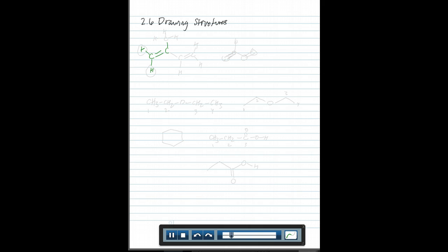I don't know how many I've been through, but here I'm drawing everything out in its full glory. I have some double bonds. All right, a shorthand way of drawing the same molecule would be like this. So it's what's called the skeletal structure.